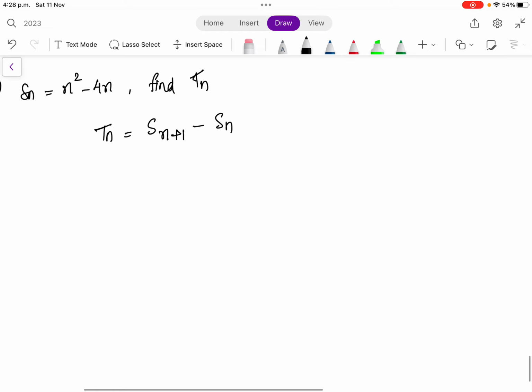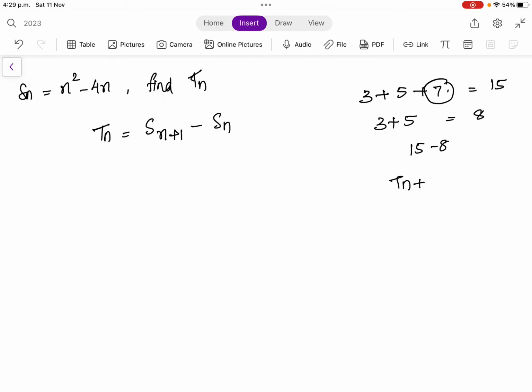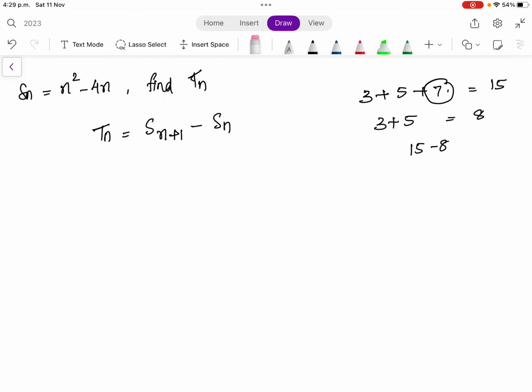How did we derive this? Suppose you have 3 plus 5 plus 7, which are 3 terms, so this total will be 15. And if you have 3 plus 5, that's 2 terms of the series, which is 8. To find the last term, what you do is 15 minus 8. What we are doing is the sum of n terms minus the sum of n minus 1 terms.